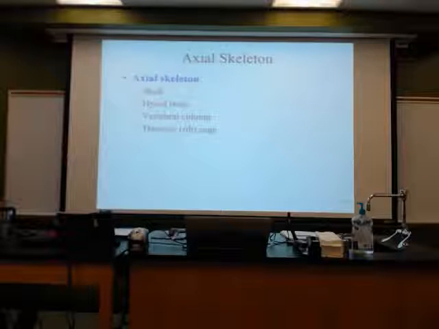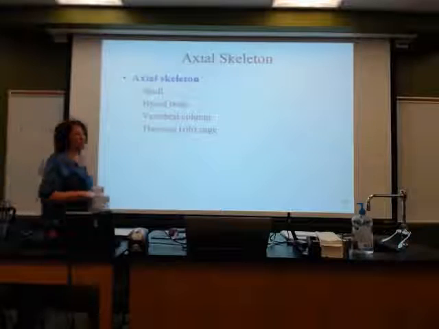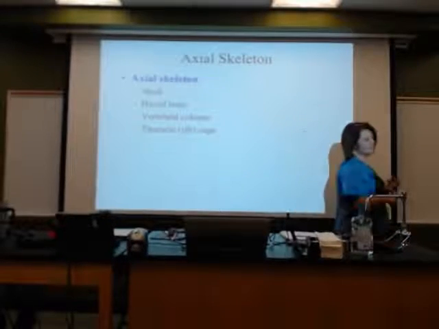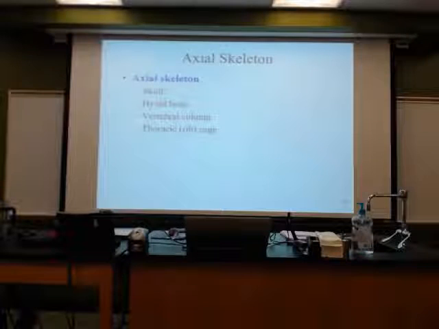When we look at the axial skeleton, it will include the skull, the hyoid, the vertebral column, and our thoracic cage. Are you familiar with all of those? Where's the hyoid? In your throat. It's this bone right here. Don't hear a whole lot about it.